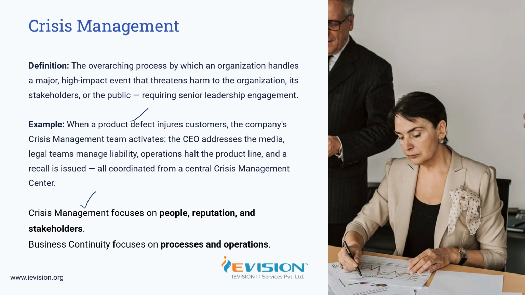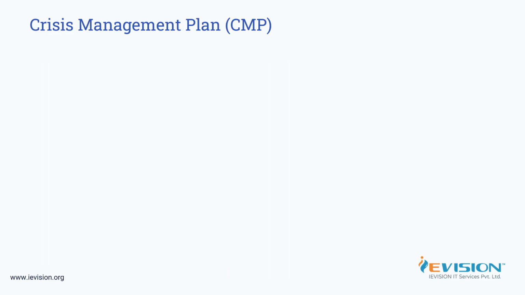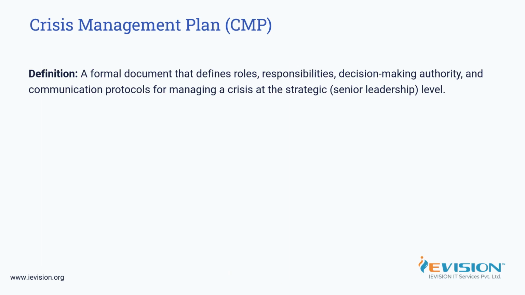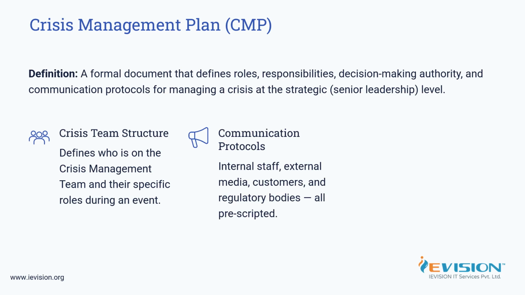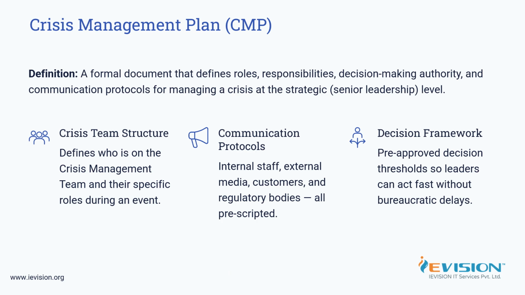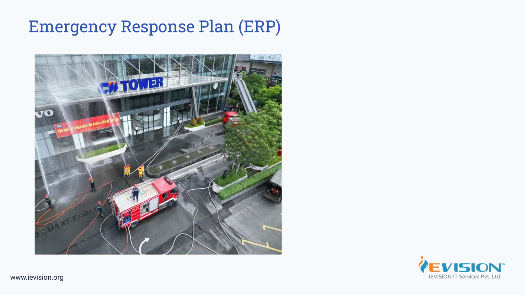Business continuity focuses on the processes and operations. Remember the difference between crisis management and business continuity focus. You have to have a plan for that: a formal document defining roles and responsibilities, decision-making authority, and communication protocol at a strategic, senior leadership level. Define who is on the crisis management team and their specific roles during the event. Communication protocol: you have to have media coverage as well as respond to regulatory bodies. You have to take appropriate decisions in such situations.